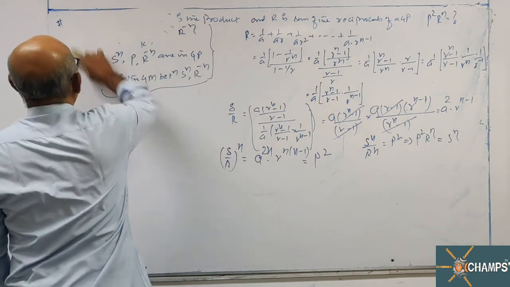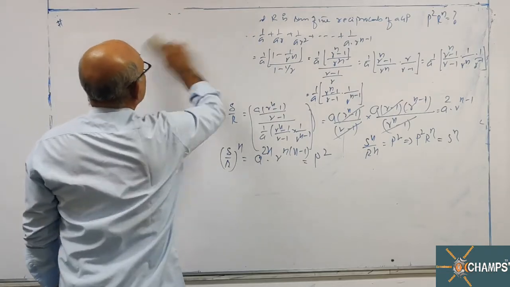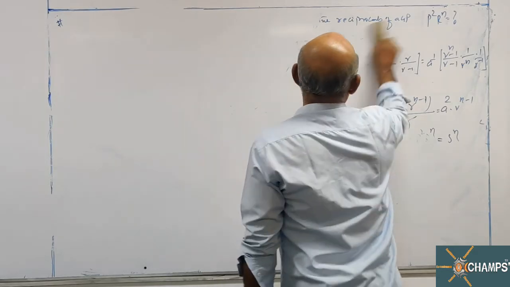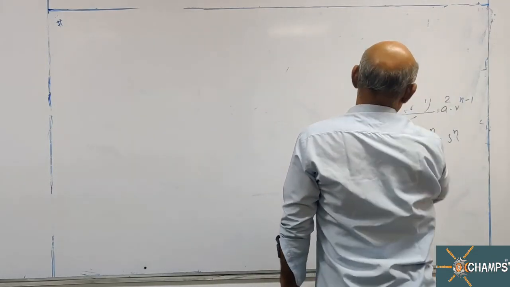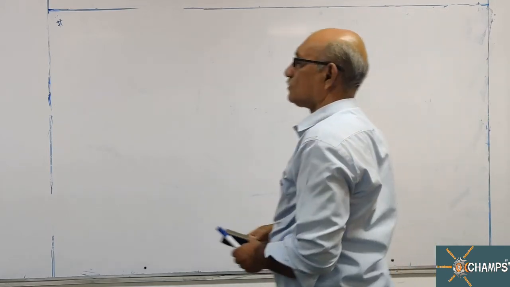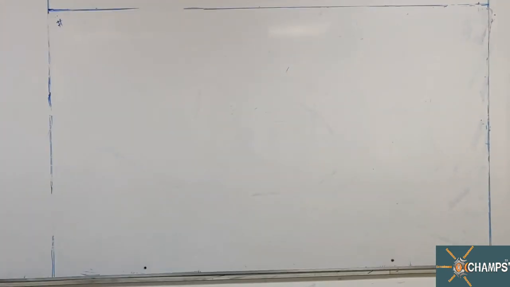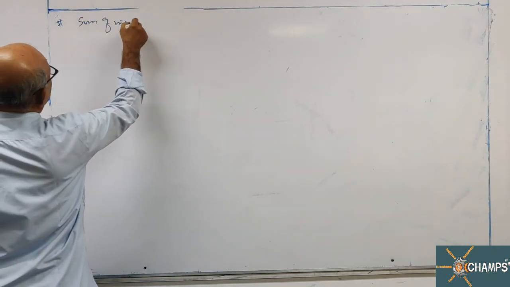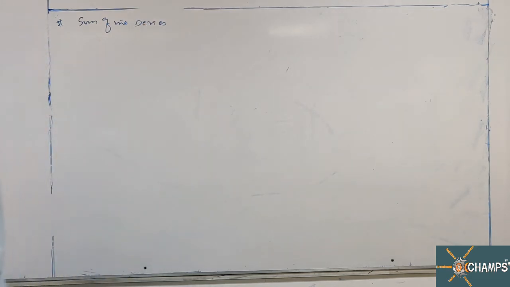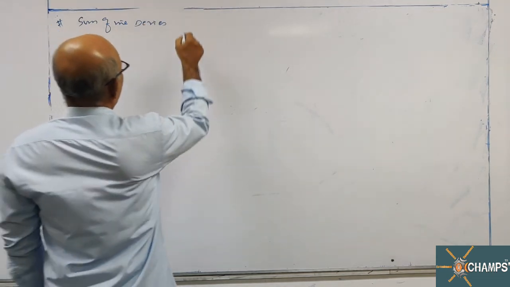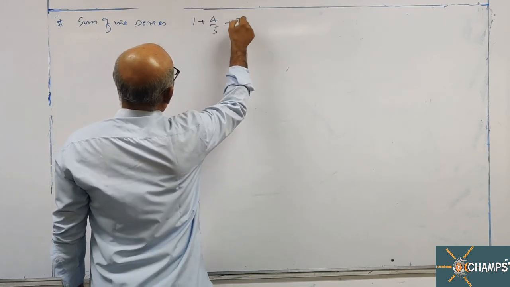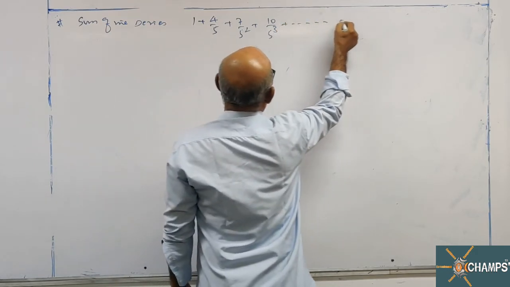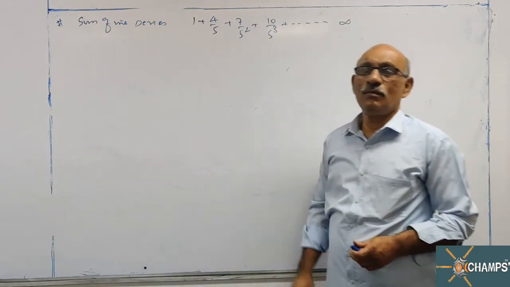Next question. Find the sum of the series: 1 plus 4 by 5, 7 by 5 square, 10 by 5 cube, etc. to infinity. Okay.